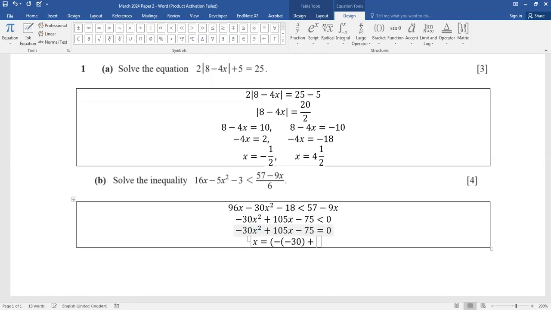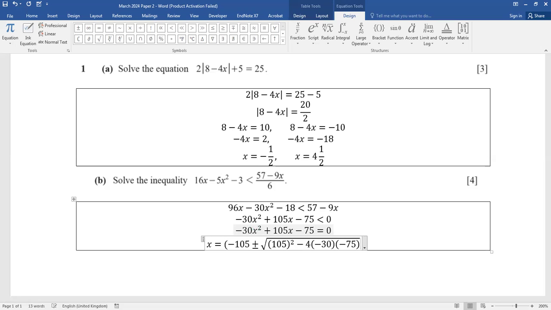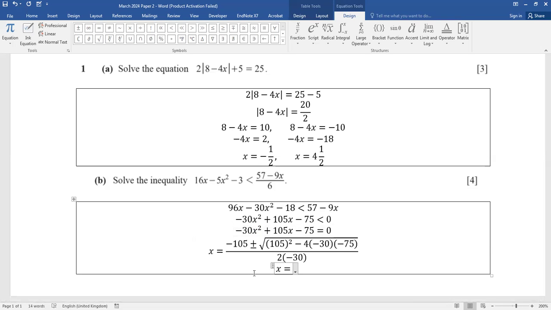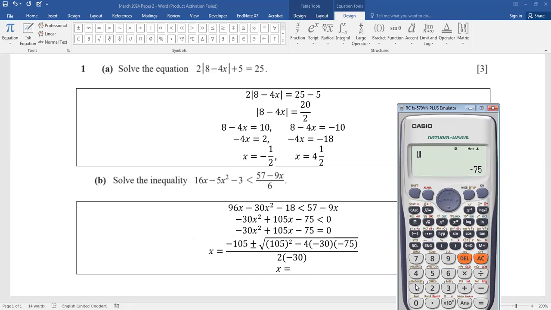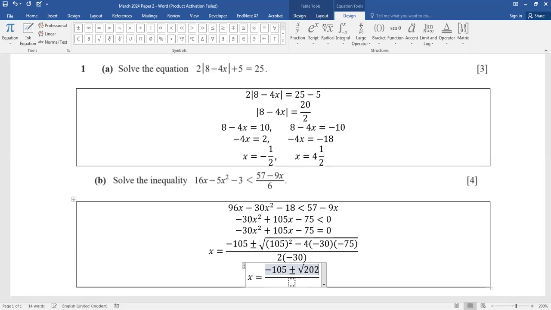minus 30, plus minus under root of, sorry, my bad. It is minus 105 plus minus under root of 105 squared minus 4 into minus 30 into minus 75, upon 2 into minus 30. So now you can simplify first the value inside the bracket, 105 squared minus 4 into minus 30 into minus 75. So 2025. So I'll end up getting minus 105 plus minus under root 2025 upon minus 60.